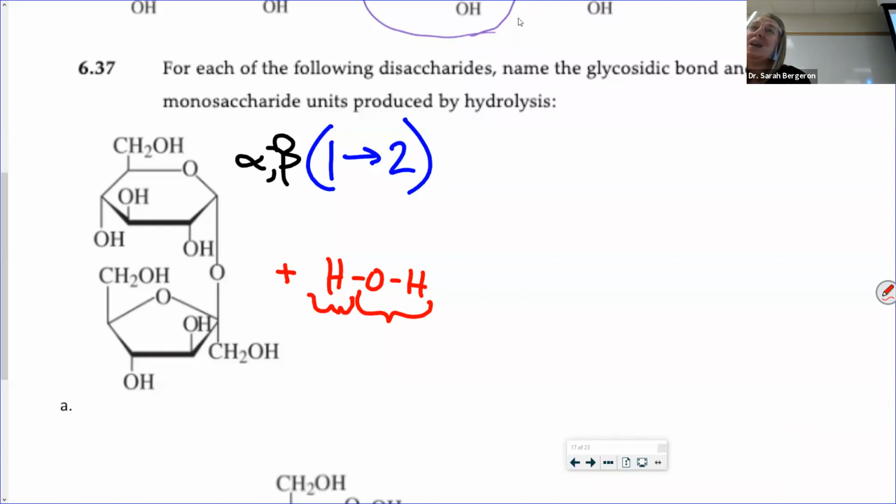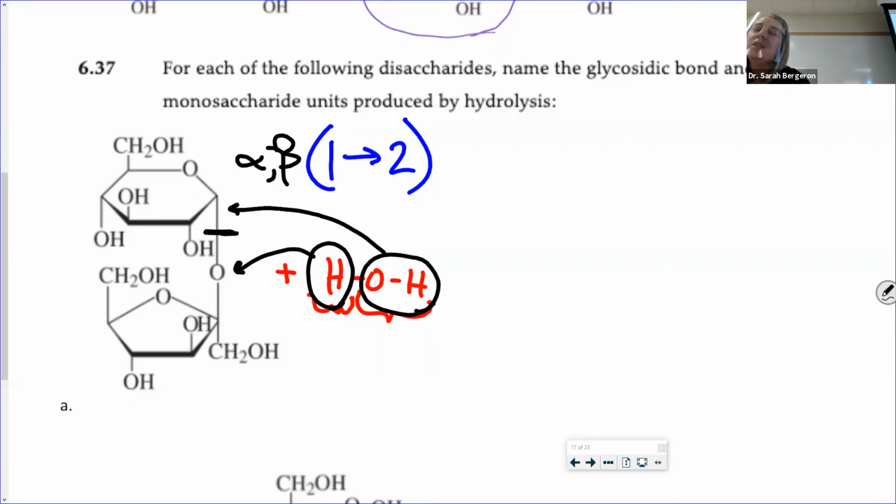So where are we going to break it? Glycosidic bond. So basically, you can draw a cut site either above or below the oxygen, does not matter. So I'm going to draw one right here. This is where I'm going to cut my molecule. And so whichever one got the oxygen, this one will only get a hydrogen. Whichever one did not get the oxygen gets the hydroxide.